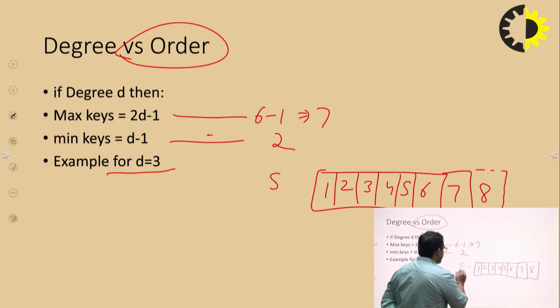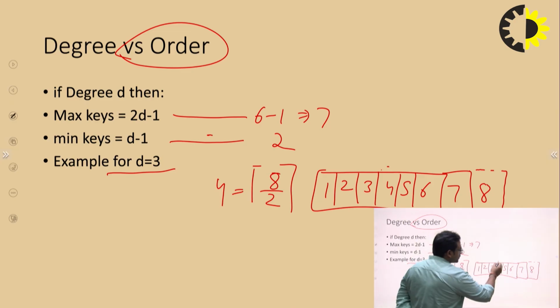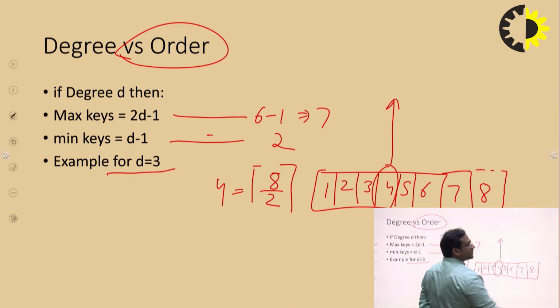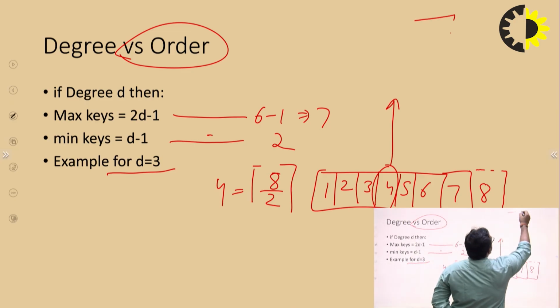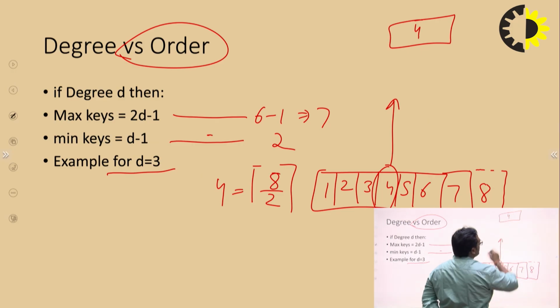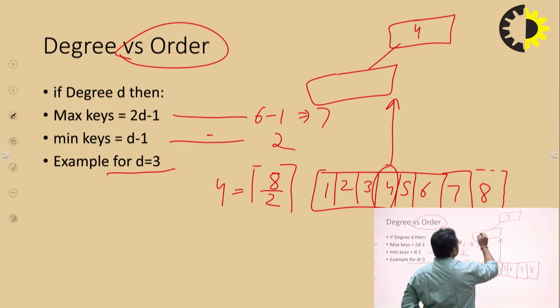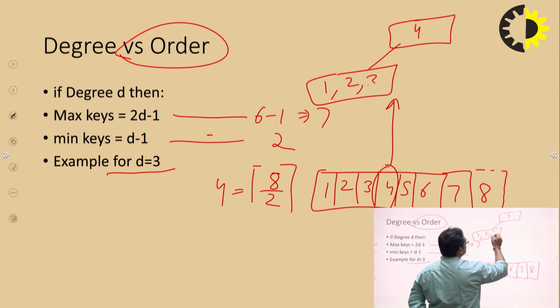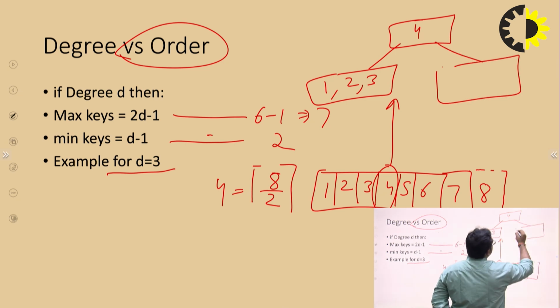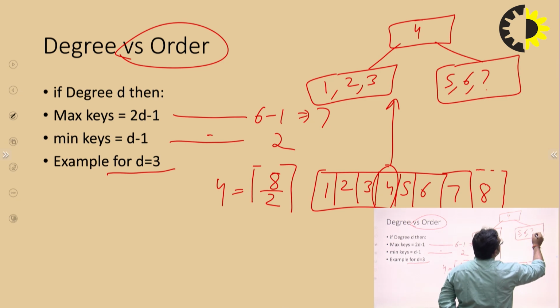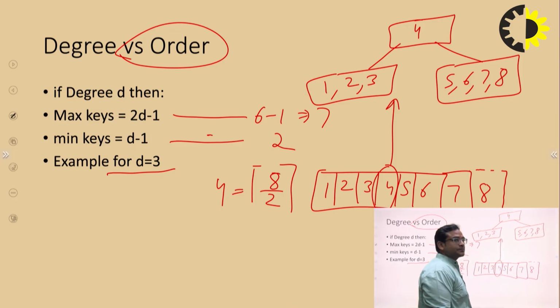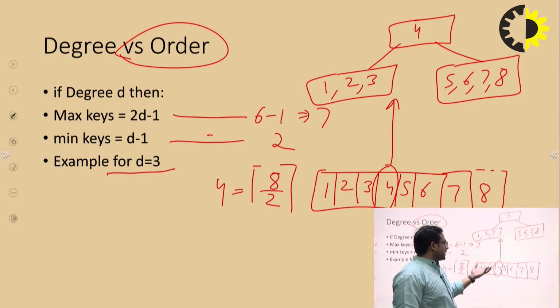So we have to write here 8 divided by 2, the upper value. That is 4. So the fourth element is going to go up. 4 is going to become the parent, and the left is having 1, 2, 3, and the right is having 5, 6, 7, 8. Okay, so you can understand this is a bottom to top approach.